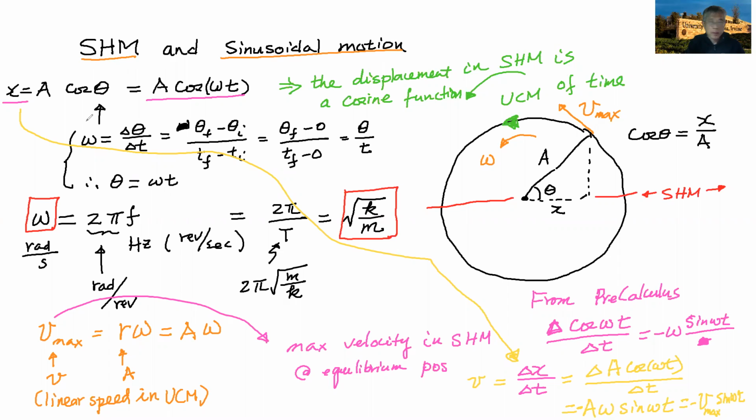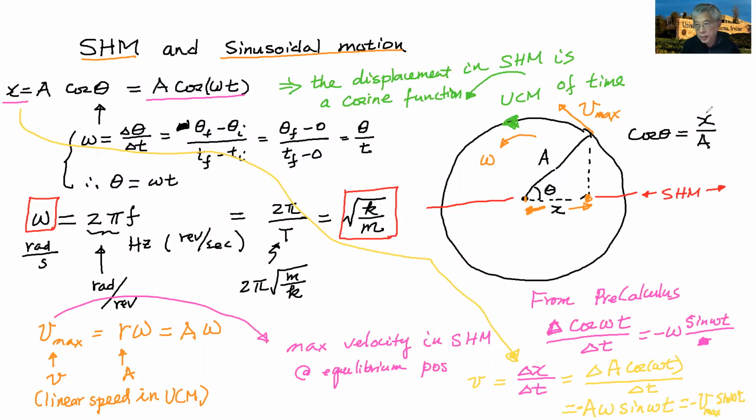And so x is right here. This is x, from the equilibrium position. So this is the equilibrium position, and this is the current position for SHM. That's the displacement at this point from the equilibrium position. So that's x. x is equal to a, which is the radius here, times cosine theta.